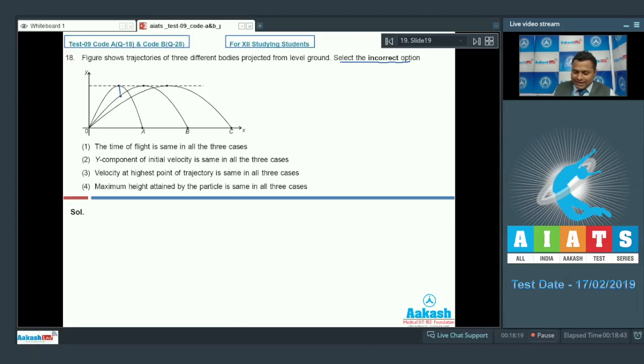So if we see, we will find that H max is same in all three cases. So we can say that H max, that is u square sine square theta by 2g, is constant. It means u sine theta must also be constant, and if you think, you will find that u sine theta is the initial vertical velocity. It is the vertical component of initial velocity. So vertical component of initial velocity is constant. Y component of initial velocity is constant.